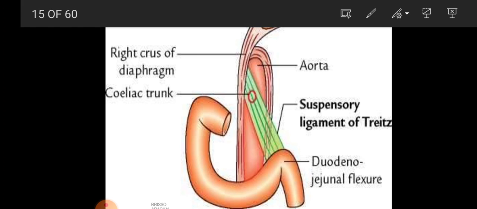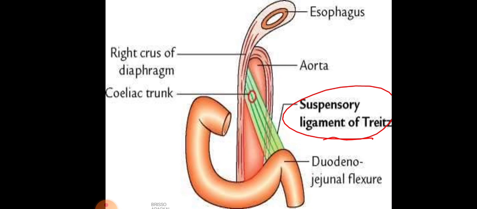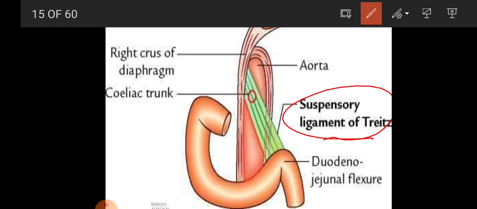So this is the ligament of Treves. Here we can see the green color structure. This is the ligament of Treves or suspensory ligament of duodenum. It is connecting the duodenojejunal flexure, meaning the connection between the duodenum and the jejunum, to the left crus of the diaphragm. So this is your ligament of Treves.